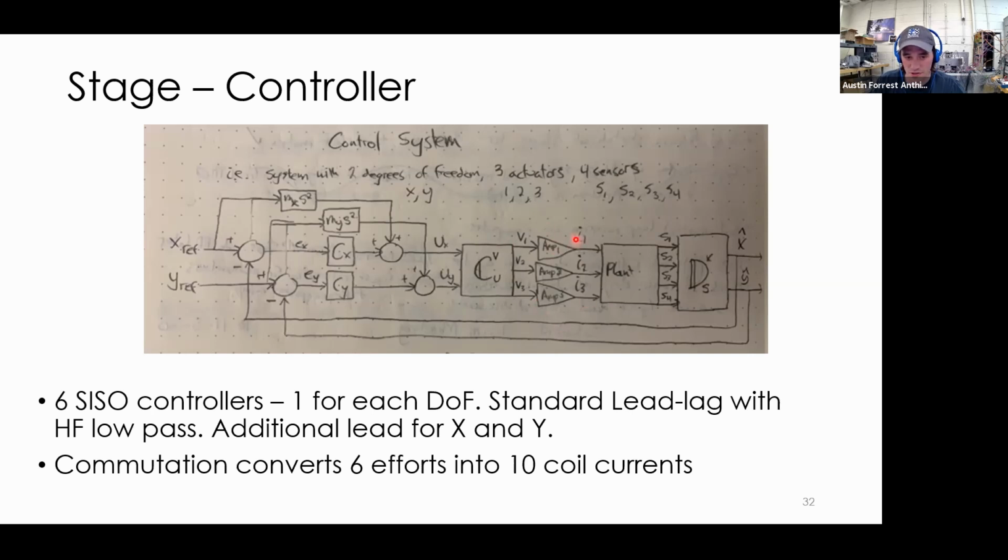The amplifiers just convert those to current using what we approximate as a DC gain. The currents go into the plant, and then the plant responds by changing the sensor values. And then I decouple those sensor values to turn them back into degree of freedom measurements, which I can then compare to close the loop.